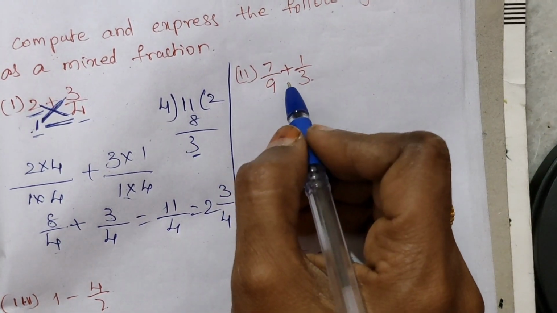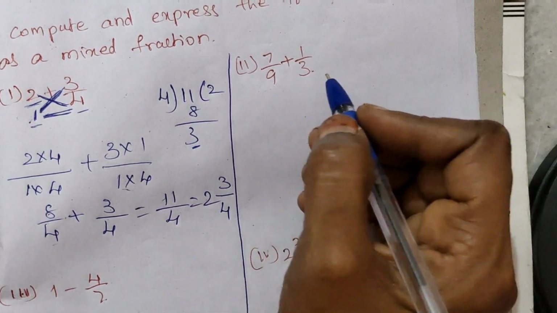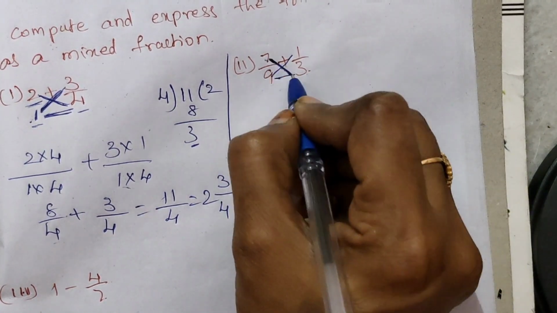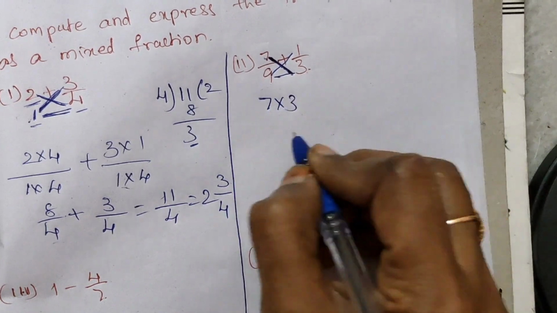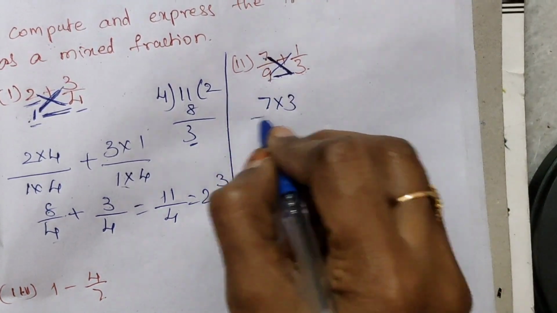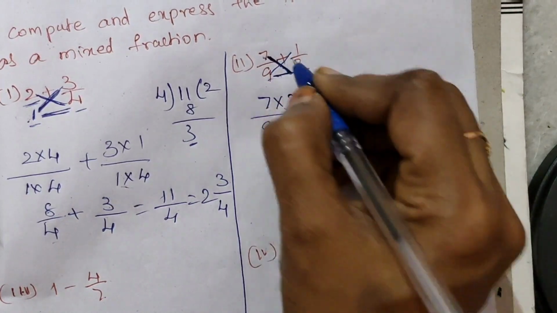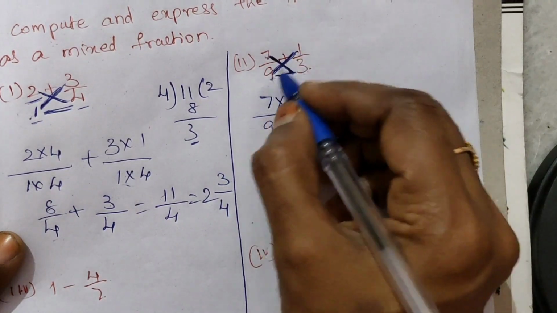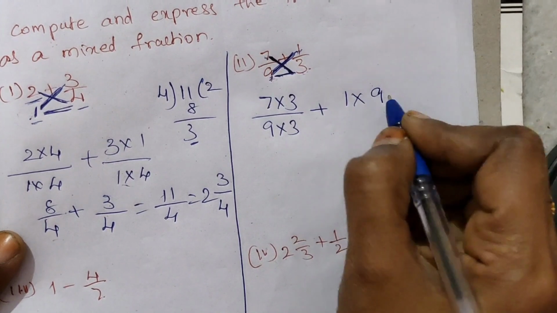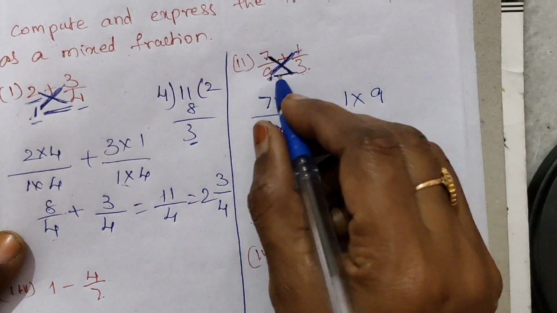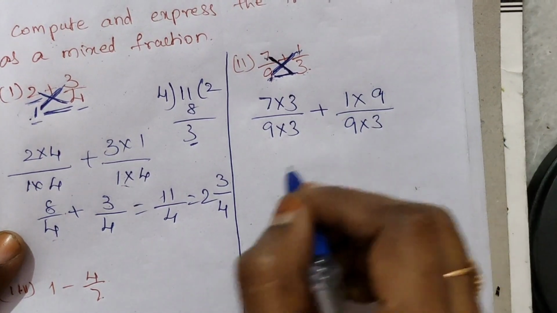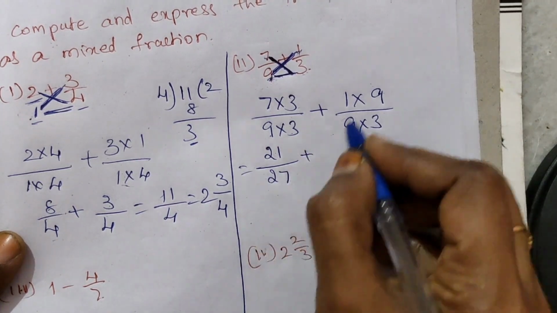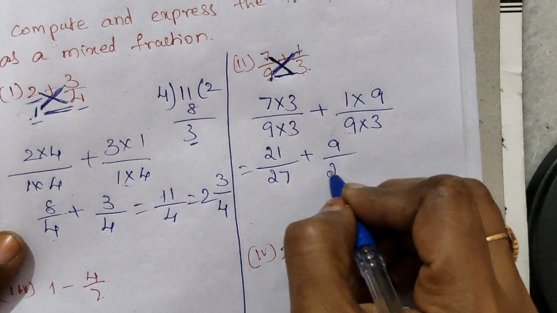Next question, 7 by 9 plus 1 by 3. This also I will convert with the help of the butterfly method. First multiply these two numbers, 7 into 3, by the two denominators, 9 into 3, plus. Next, 1 into 9, by 9 into 3. So 7 3's are 21 by 27, plus 1 into 9, 9, by 27.